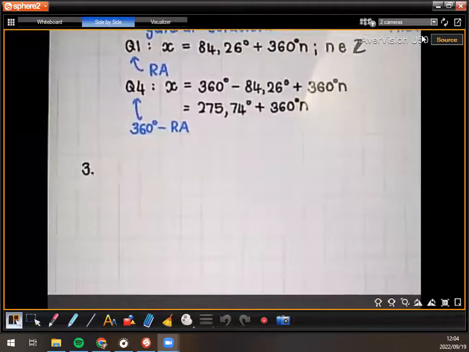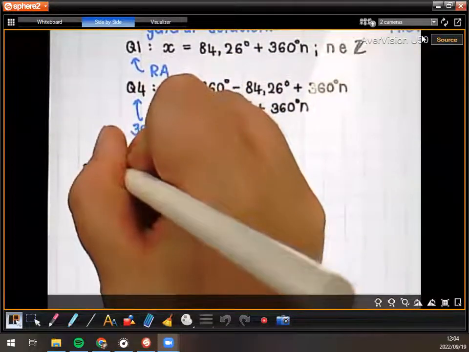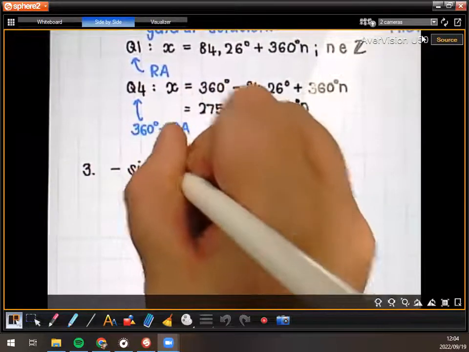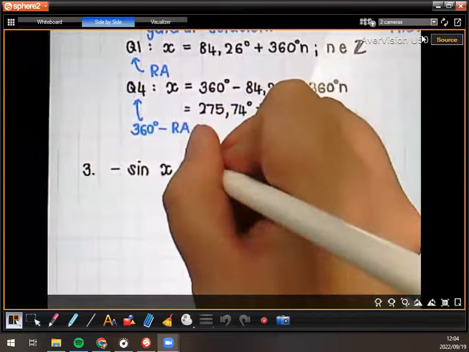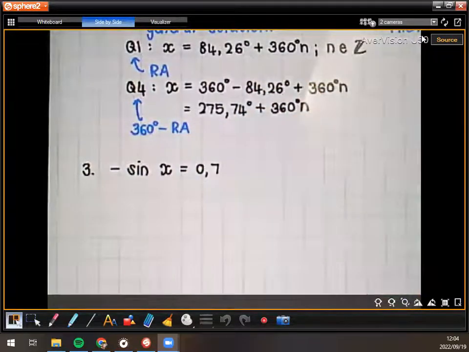Let's do one that's negative. So if we have negative sin x is equal to 0.7.